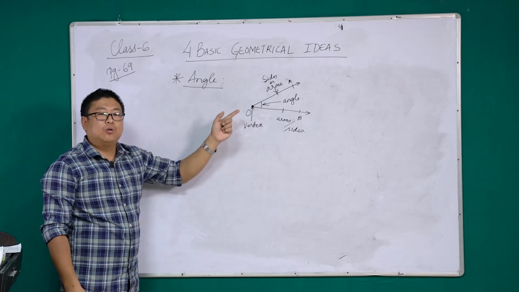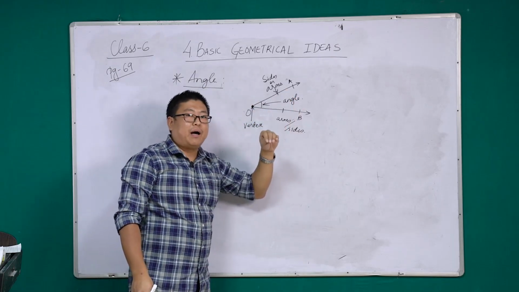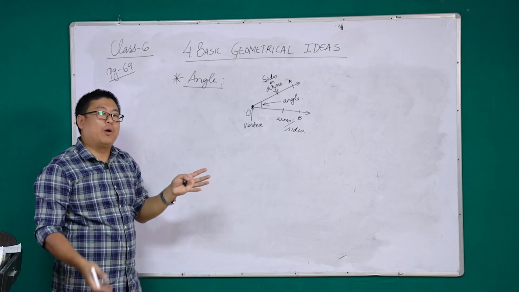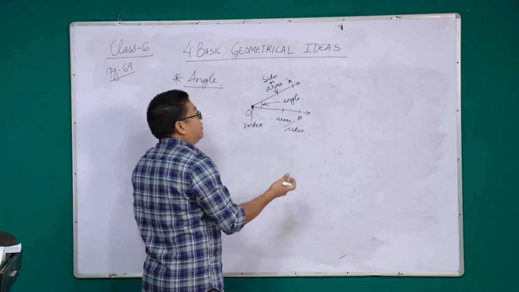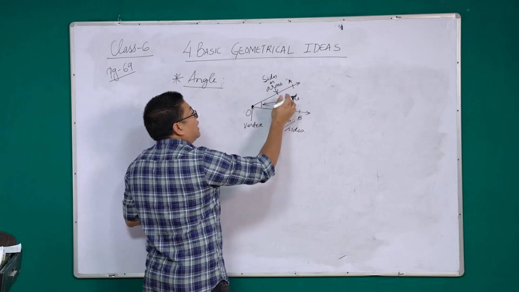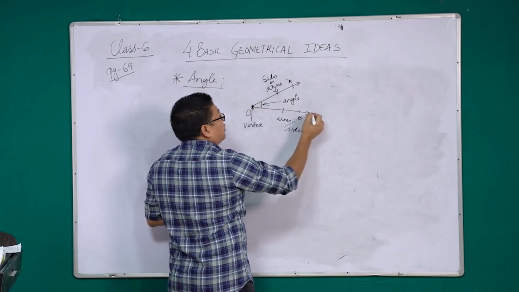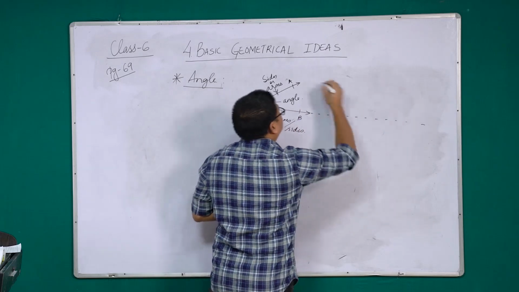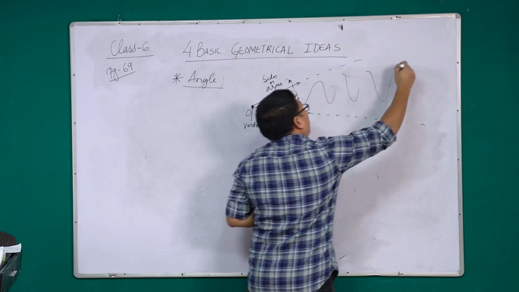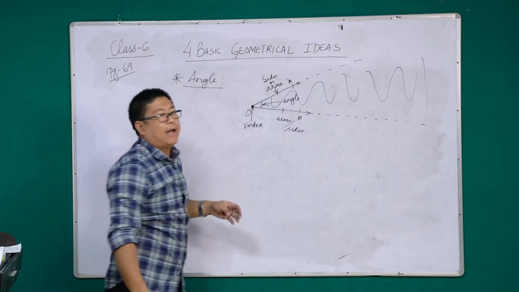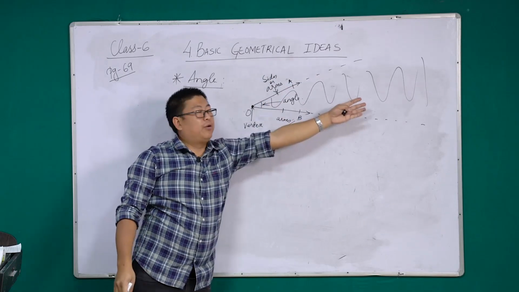Now, this angle also has an interior part and an exterior part. We already know what interior is. Interior means inside, exterior means outside. Now, which is the interior? Interior means the space bounded by these two rays. We already know that rays extend, so the interior of the angle will be all this, as long as the rays extend. So, these are your interiors.